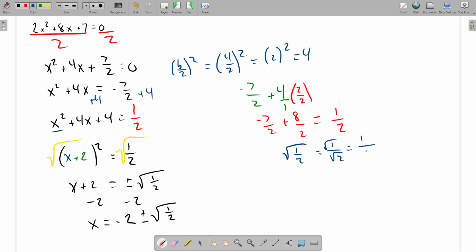The square root of 1 over 2 is just 1 over the square root of 2. I cannot have this square root in the bottom, so how do we deal with it? Well, we multiply the top and bottom by it. We rationalize the denominator. In doing this, we get the square root of 2 over 2. It is now rationalized, so we can write our final answer that x is equal to negative 2 plus or minus the square root of 2 over 2.